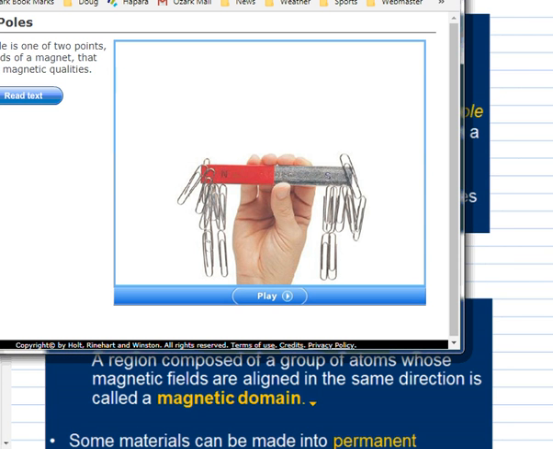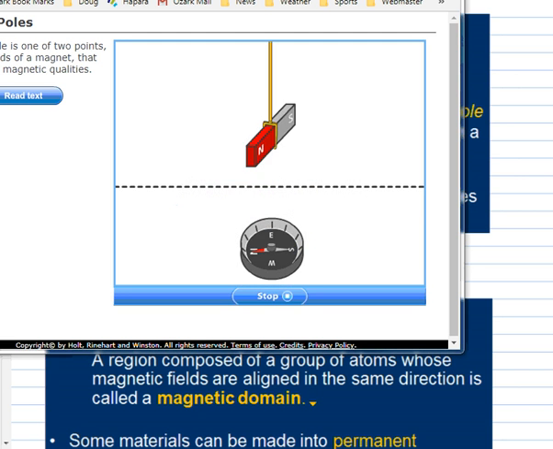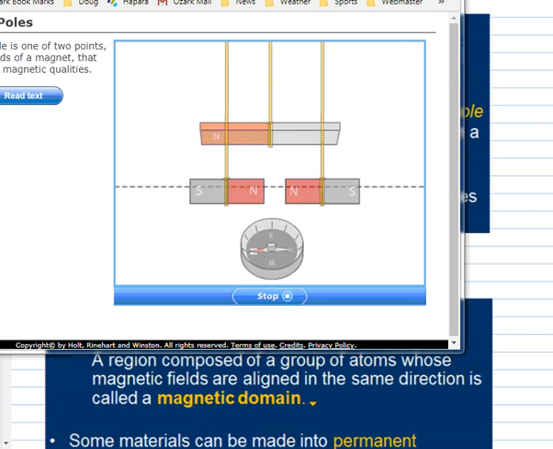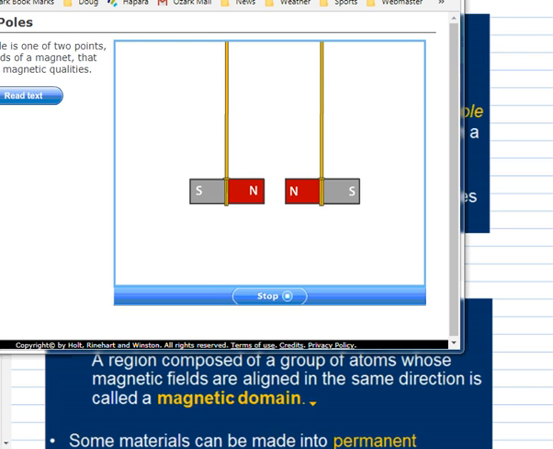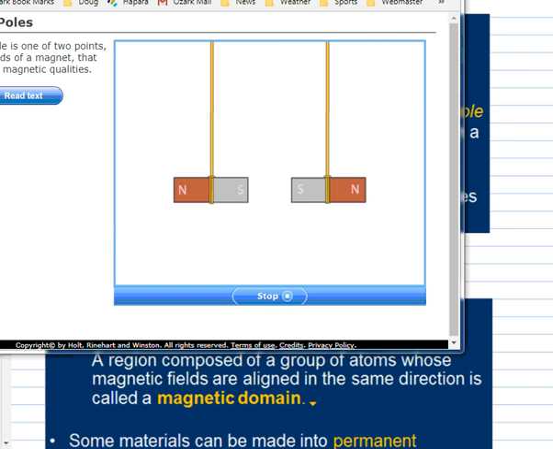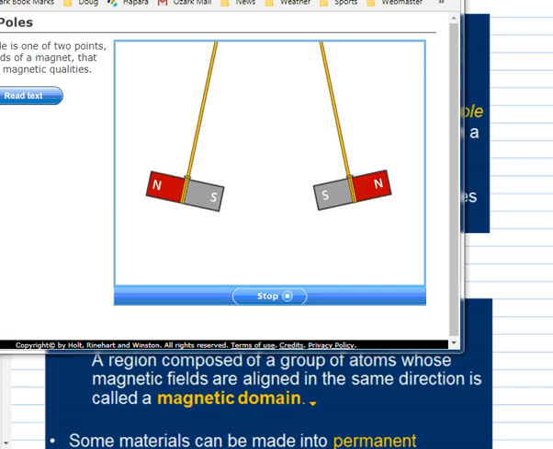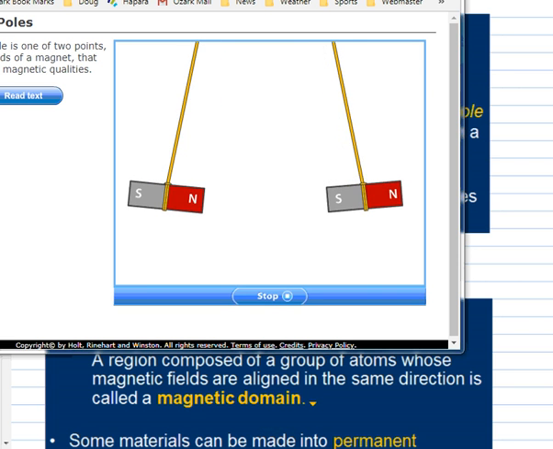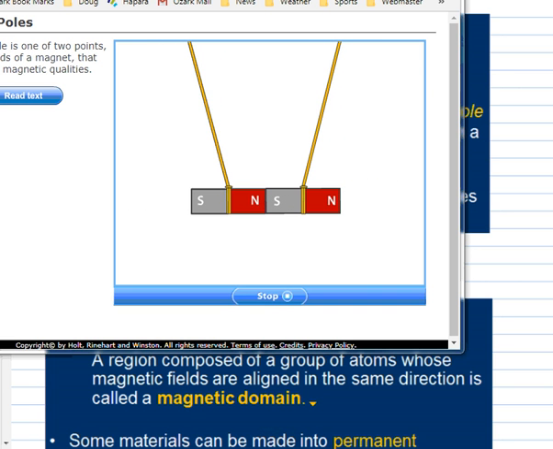Magnetic poles. Parts of a magnet where the magnetic effects are strongest are called poles. Magnets have a pair of poles, a north pole and a south pole. A magnet's north pole always points north, and its south pole always points south. Poles that are alike repel each other. For example, two north poles repel one another. Likewise, two south poles repel one another. However, two unlike poles, north and south, attract one another.